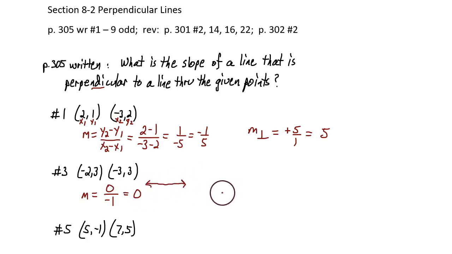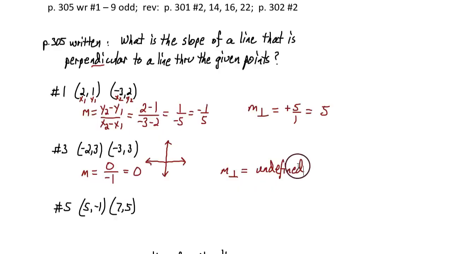Now let's get the slope of a perpendicular line. Well, perpendicular to horizontal would be a vertical line. And the slope of a vertical line is undefined. If we were to take the negative reciprocal of 0, we tried to flip 0 upside down, that would make a 0 in a denominator, which you can't have. So that's why the answer is undefined.